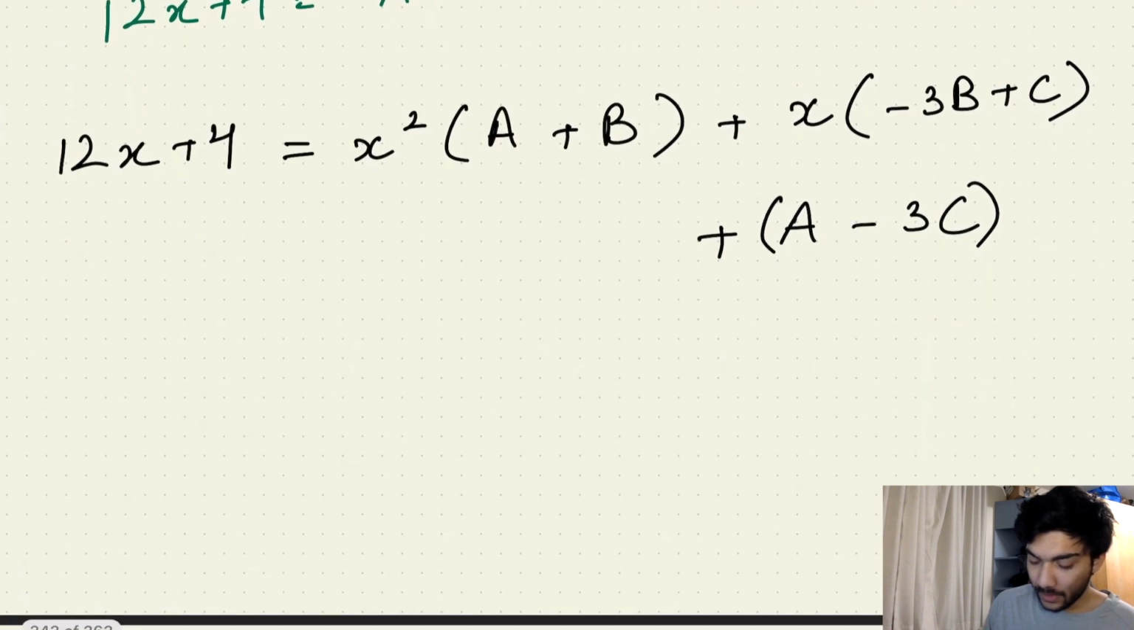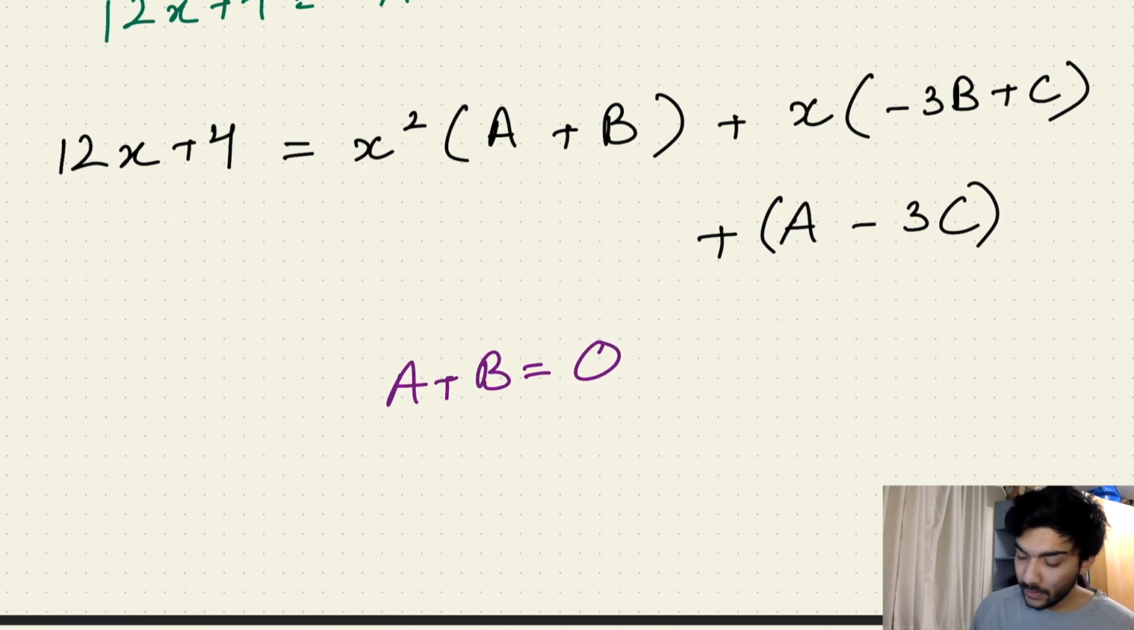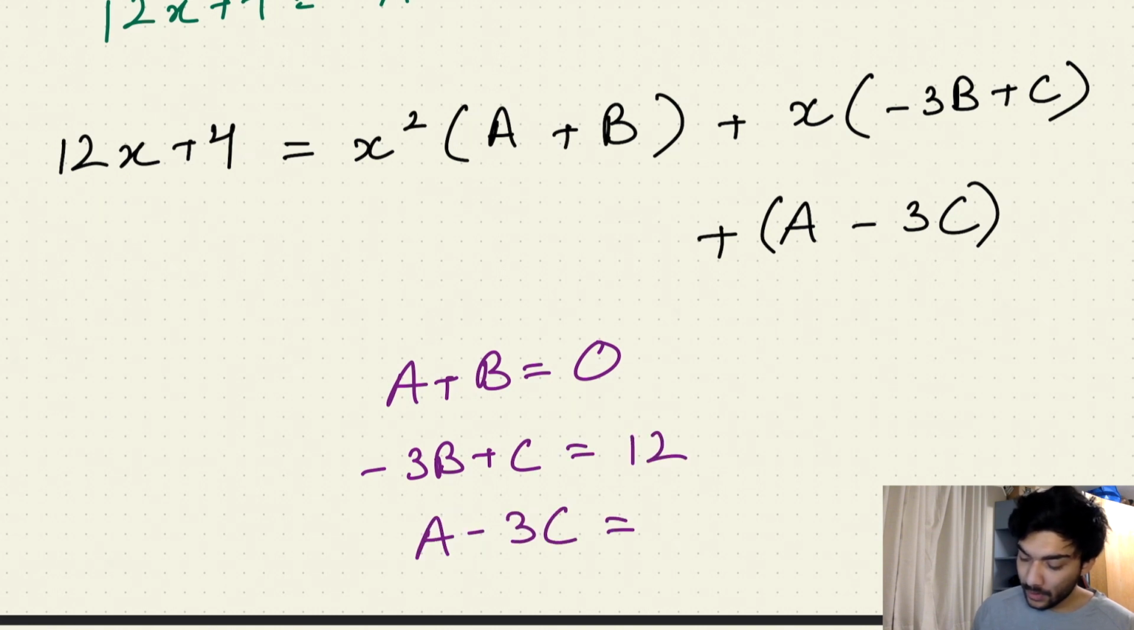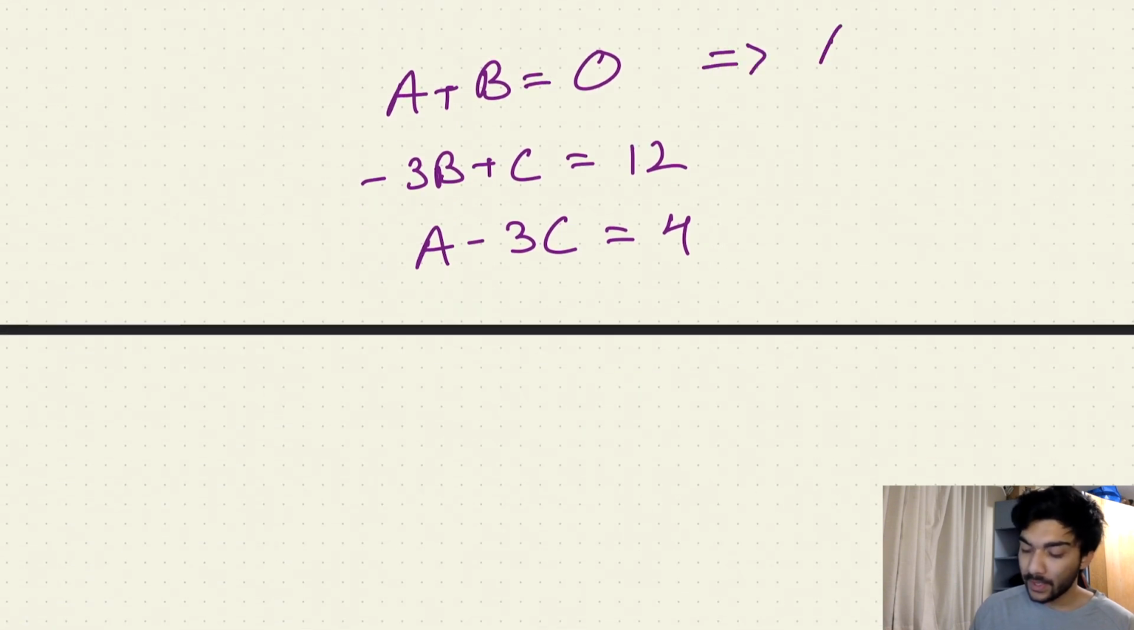And the left hand side is this one, so we can easily compare the left hand side with the right hand side coefficients. And now by comparison, we know that there is no x squared term on the left hand side, so the coefficient of x squared is 0, minus 3b plus c is equal to 12, and a minus 3c is equal to 4 in this case, right?